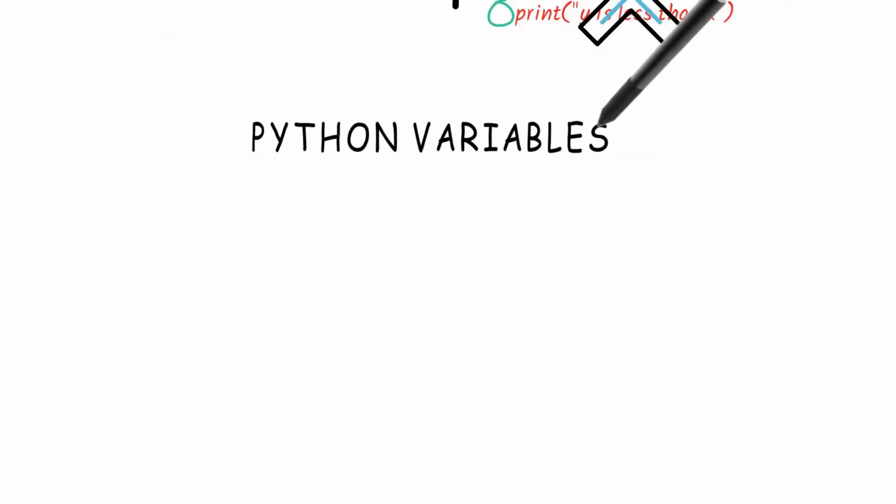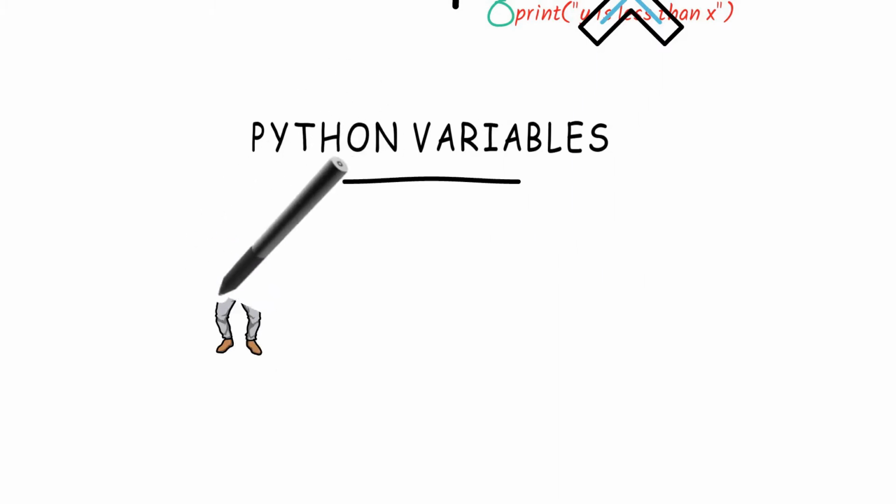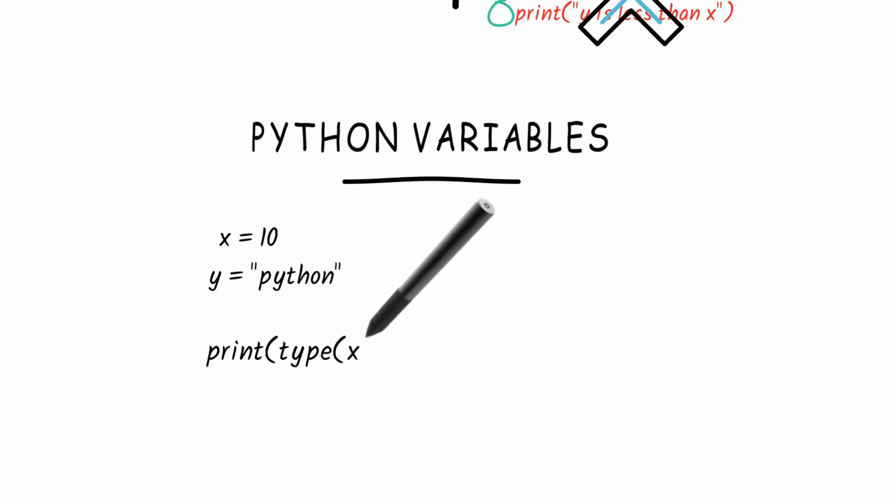Next, we'll look at Python variables. With Python we have no command for declaring a variable, so we simply denote the variable then assign a value to it without assigning it a data type. If you want to see what data type your variable really is, you could use the type function.